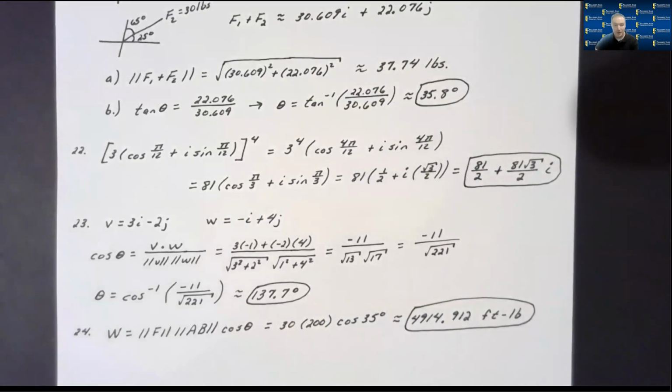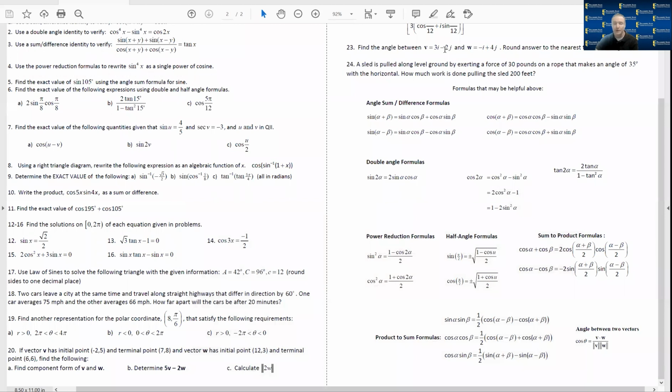And then your last problem here. It's an application problem, but it's a pretty quick one. It says a sled is pulled along level ground by exerting a force of 30 pounds on a rope that makes an angle of 35 degrees with the horizontal. How much work is done by pulling the sled 200 feet? So work is going to equal force times distance. Now, the force is not how hard you're pulling the rope, though. It's the resulting force on the object.